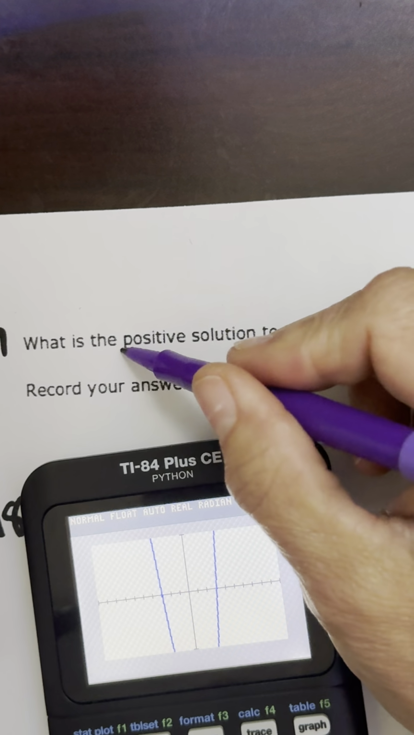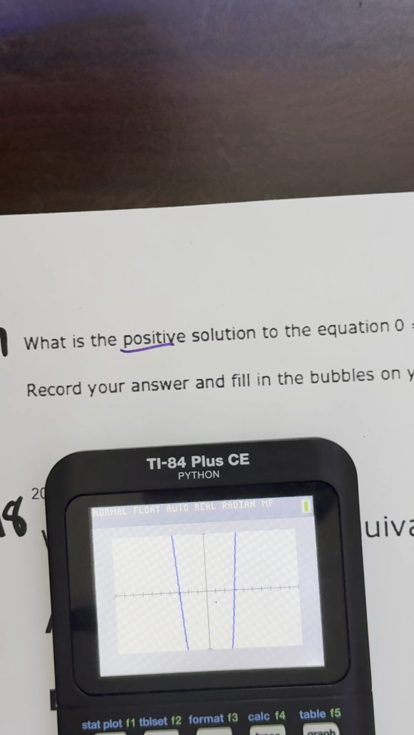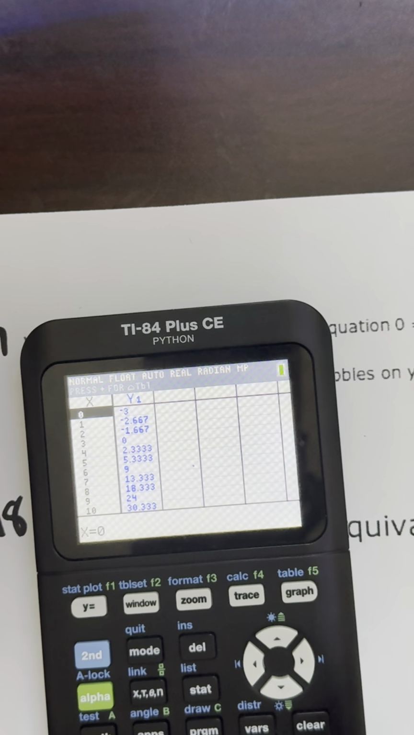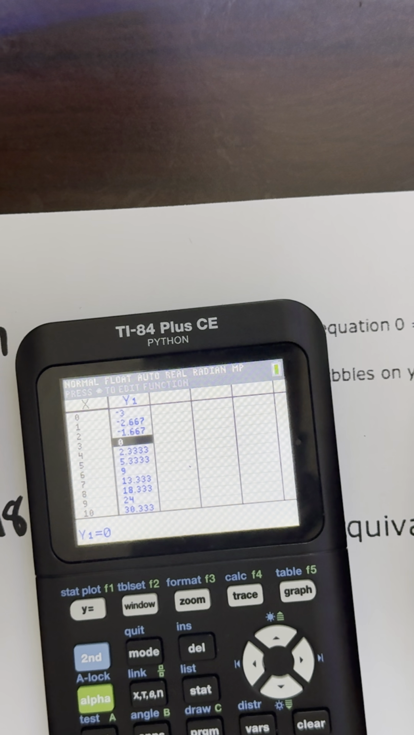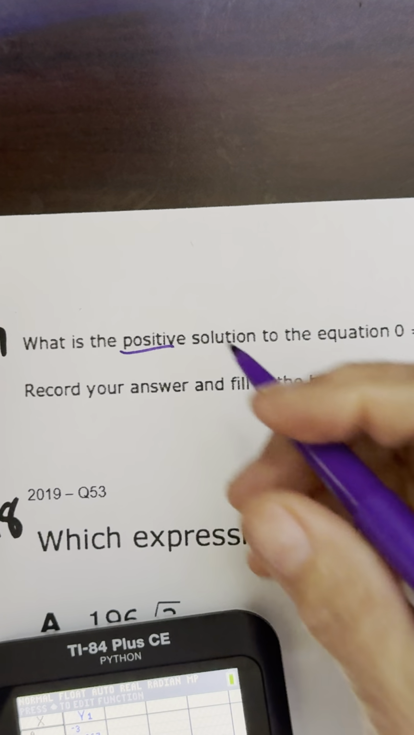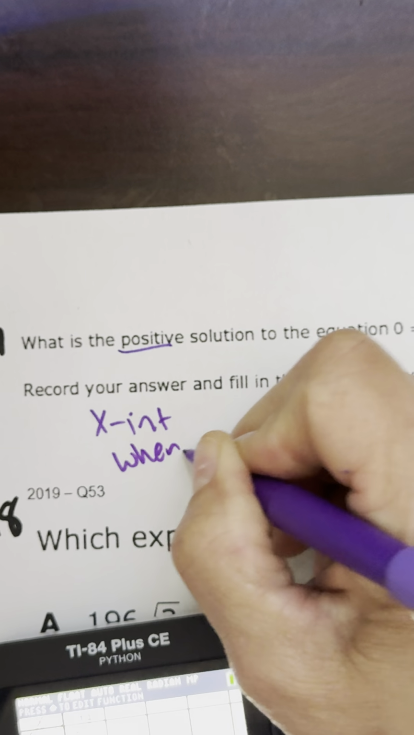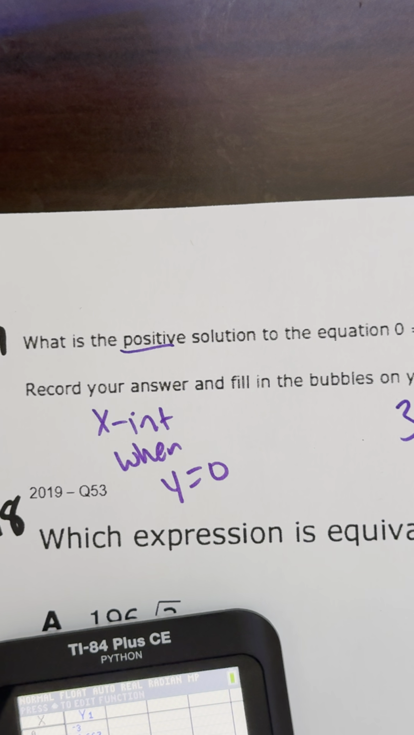So it only wants the positive solution, so it wants that one. Well, it visually looks like it crosses at 3. So I can go to my table, and at 3, do I have a 0? Yes, I do. So my answer is 3. So your x-intercept is when y equals 0, in case you forgot.